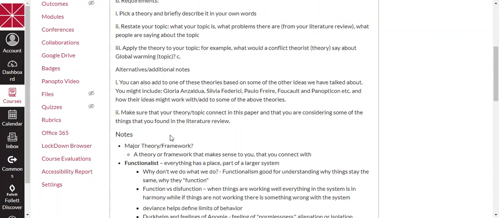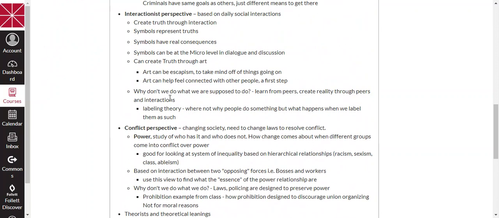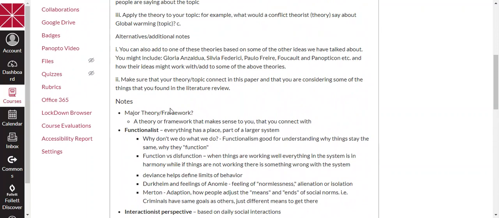So go ahead and email me with any questions you might have, and we could go over this. But essentially, as long as you're addressing these points, you should be perfectly fine with a paper.